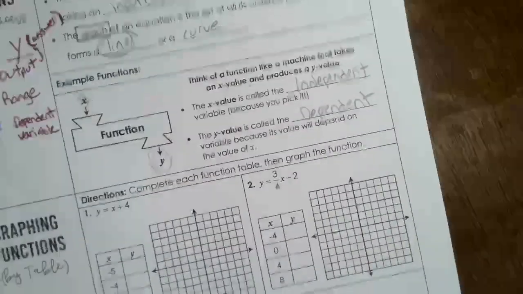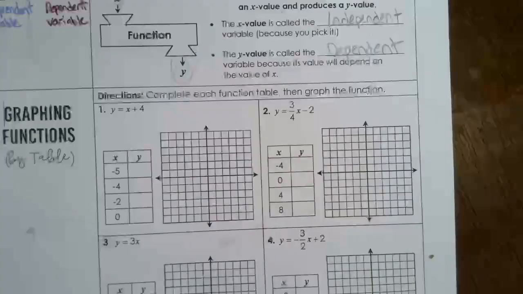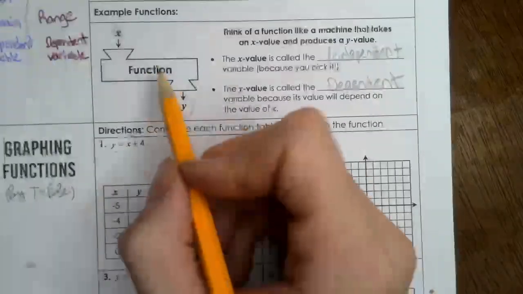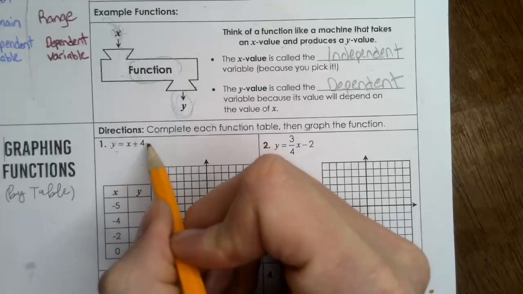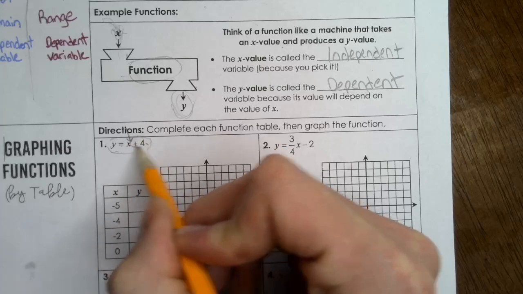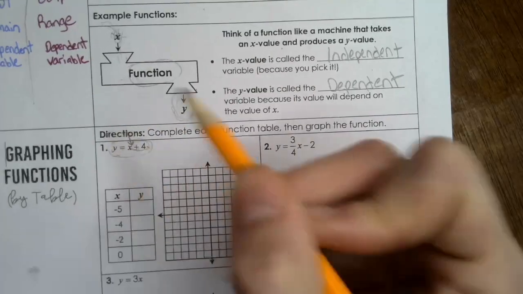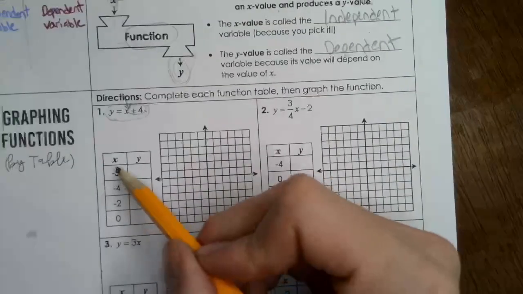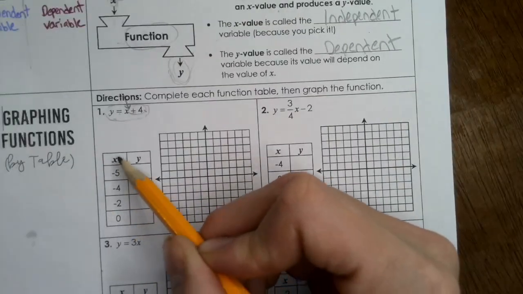All that to say, let's look at what this means. Pretty simple. You're going to be given an equation. y equals x plus 4 is this equation. So the function or the machine is x plus 4. This is programmed to take whatever we put in for x and add 4 to it. That's what it does. Now, I'm going to use the numbers that are given to me because that seems reasonable.